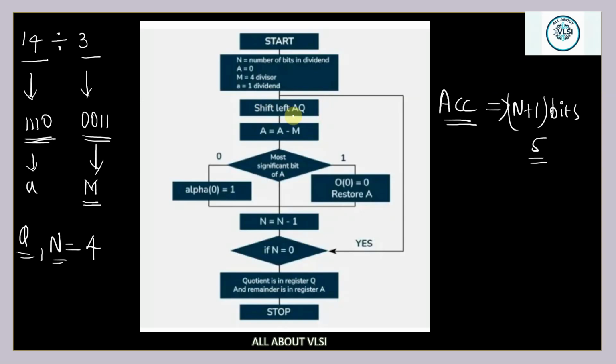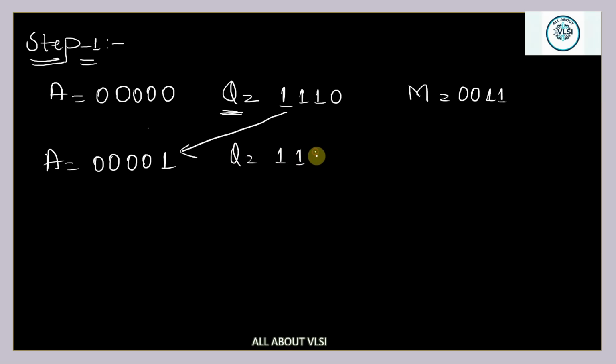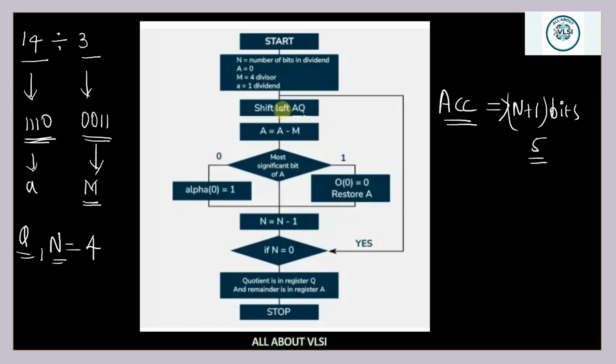Now I'm going to left shift my accumulator as well as quotient. Whatever content is present in the quotient will be left shifted into the accumulator. The accumulator value will be equal to 00001, that means it is left shifted towards here, and the quotient value will be 1100. The divisor value remains the same. Here I have performed the left shifting operation of my A and Q.